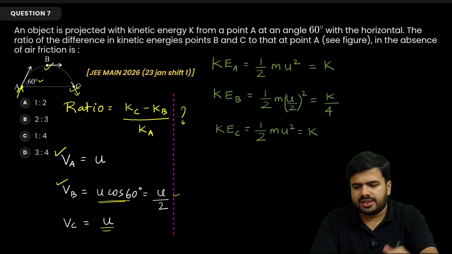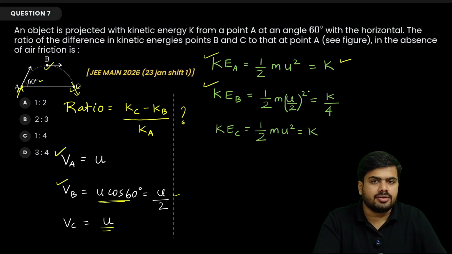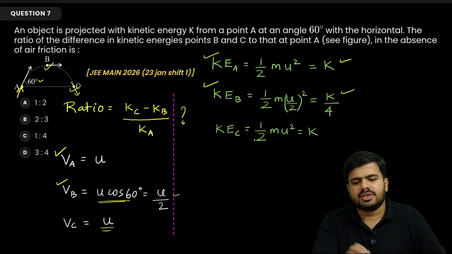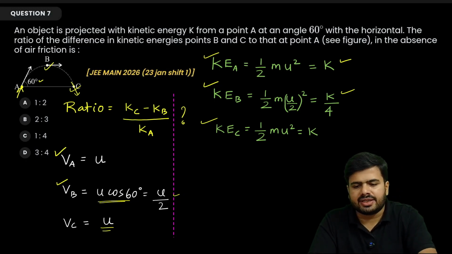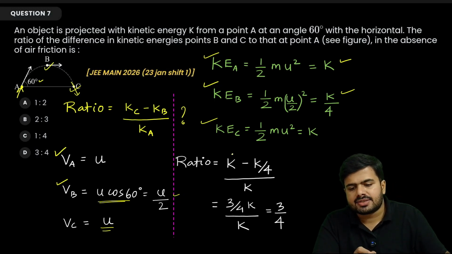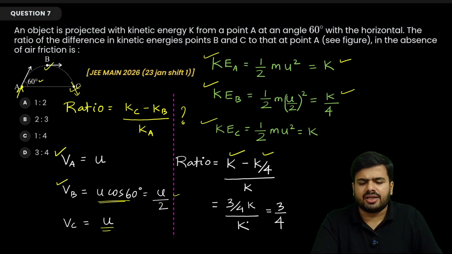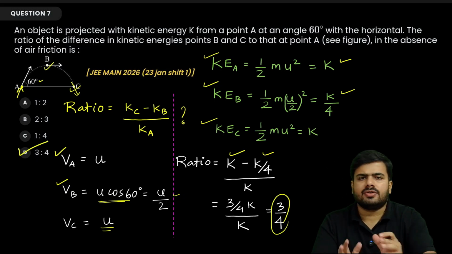Then if we apply the kinetic energy formula, kinetic energy at A equals half mu square, which in the question is given as k. Kinetic energy at B is half m into u by 2 square. Writing half mu square and keeping 1 by 4 separately, it becomes k by 4. Kinetic energy at C equals half mu square, again the same k. So we have to find kc minus kb, which is k minus k by 4 whole divided by k, the kinetic energy at A. That is 3 by 4 k by k, so k gets cancelled and we get 3 by 4. So option D, 3:4, is the right answer.